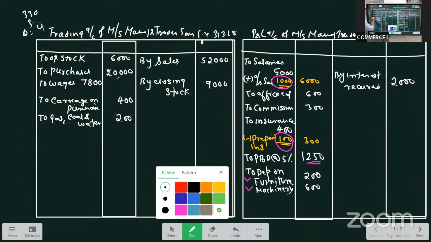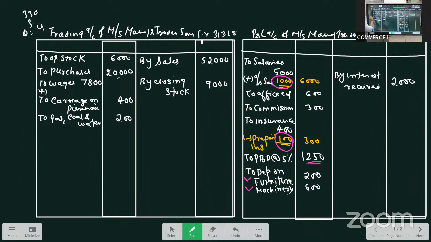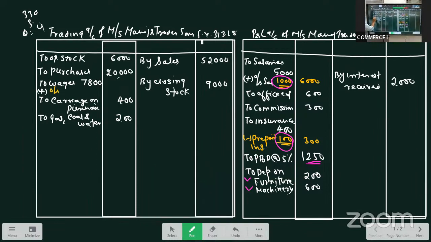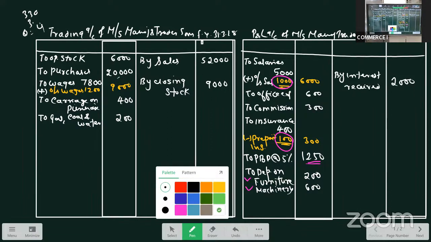Then outstanding wages. Outstanding wages are added to wages and then again shown as a liability. What is the amount given? 1,200. So this is now 9,000. Now we have taken all the adjustment entries. We have prepared trading account and P&L account with adjustments.